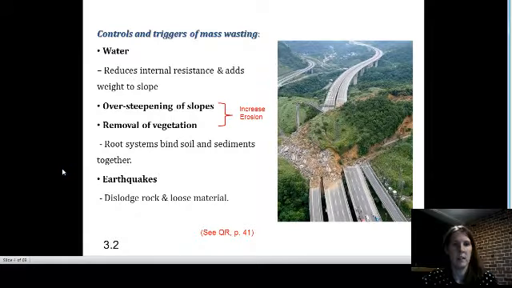Additionally, earthquakes can trigger a mass wasting event. Earthquakes introduce vibrations to the sediments, and these vibrations will actually cause these sediments to lose their attraction between one another and shake them loose and then move that material downslope also. So it reduces the internal resistance like water without adding any additional weight to the slope.